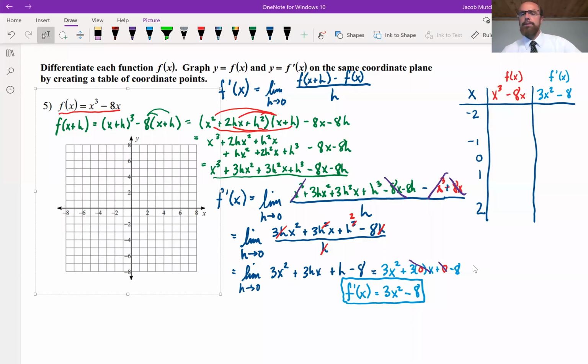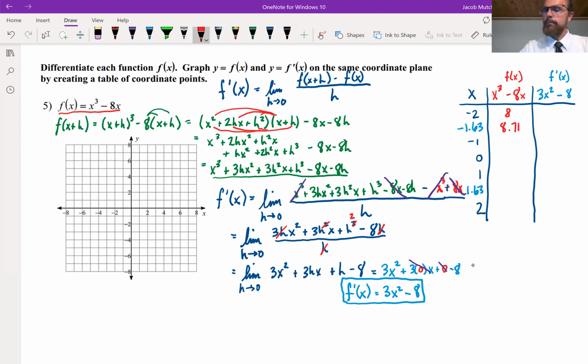So we can fill in our table now, and I'll put those two x values that we saw for the relative extrema / zeros, negative 1.63 and also 1.63. And let's record those values. So again, for this original, we had 8, 8.71, 7, 0, negative 7, negative 8.71, negative 8. We'll graph that one in a moment.